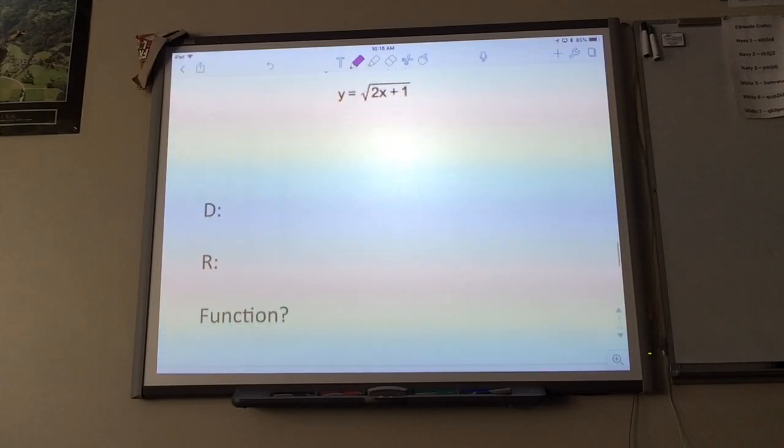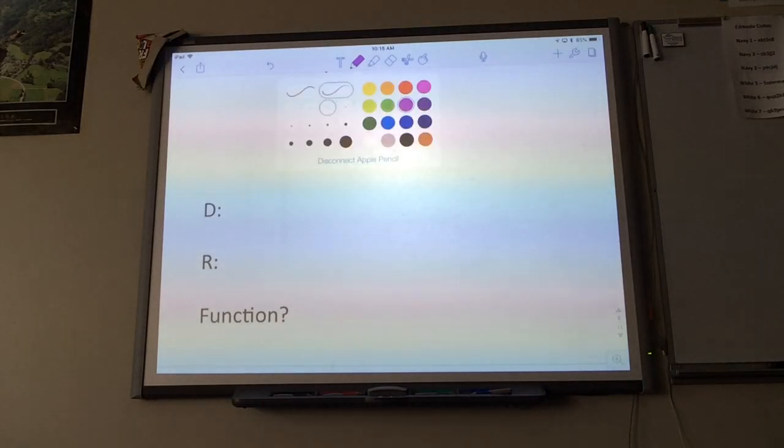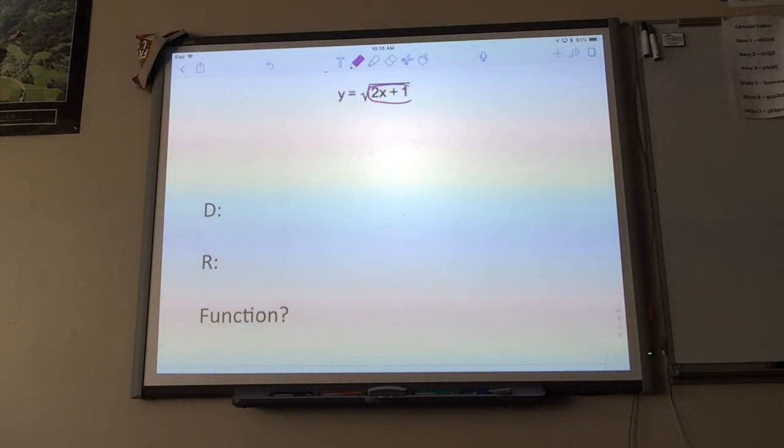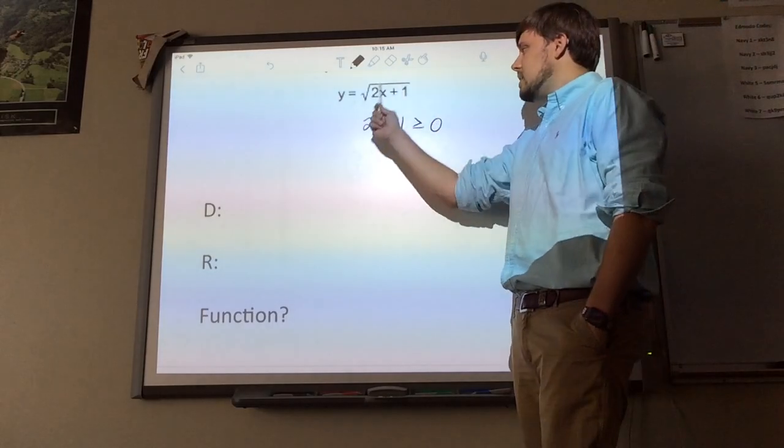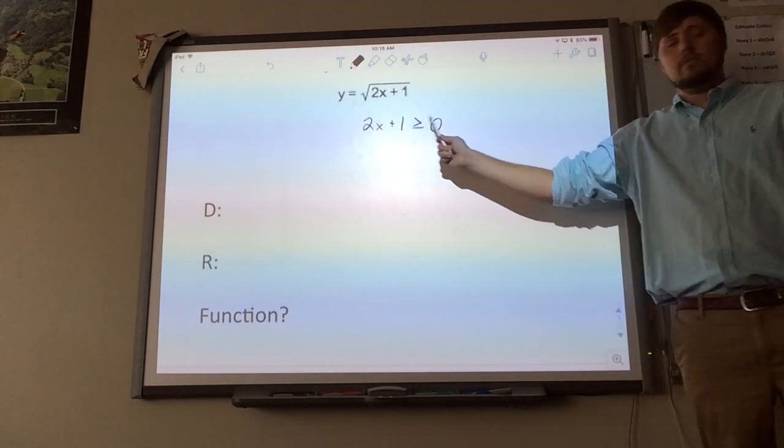Okay, same thing on this one, but there's something a little different on this one. What we want to think about is what about the stuff underneath here. The stuff underneath here cannot be negative, right? We can't have a square root of a negative unless we deal with imaginaries, and imaginaries can't be put on the graph. So what I'm going to do here is say 2x plus 1 cannot be less than 0, so it has to be greater than or equal to 0. Because this cannot be negative, it's got to be positive.